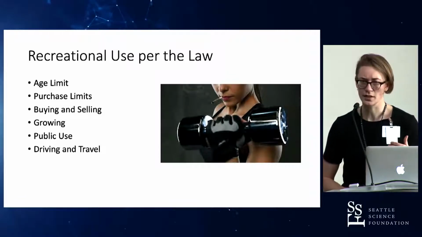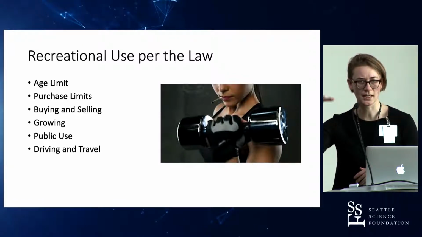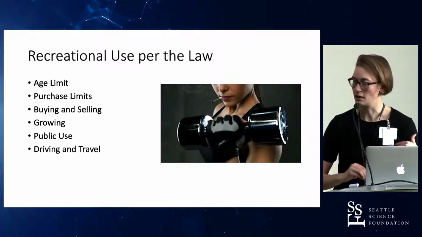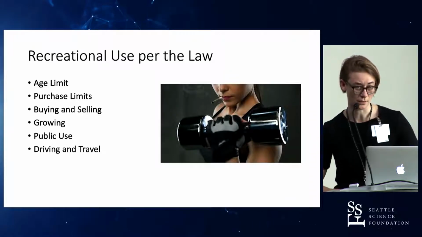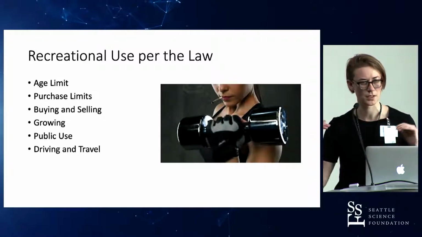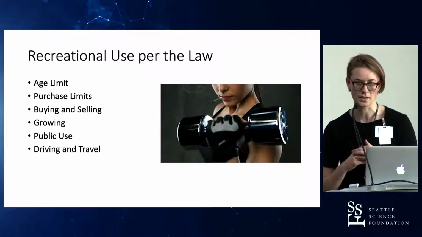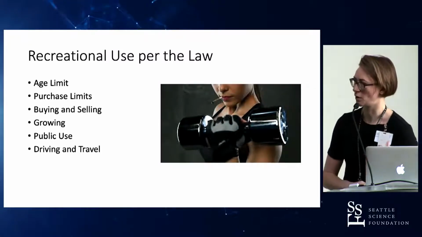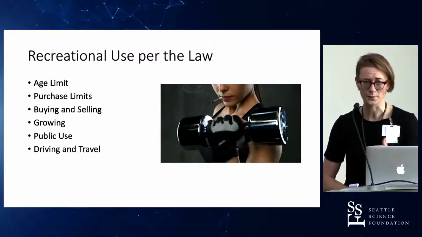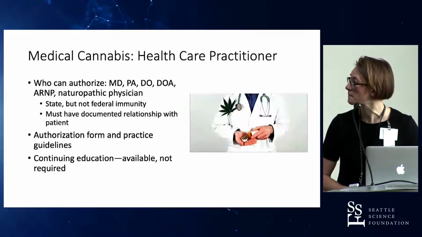And as far as driving, in Washington state, it's just a per se limit. So basically, we've just set a limit of 5 nanograms per milliliter, and if you test above that, then that's illegal. Even though those blood levels and the physiological effects that you're seeing don't necessarily correlate. So if people are being charged, a lot of times it's based on the decisions of police officers.